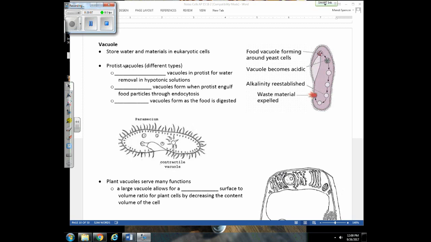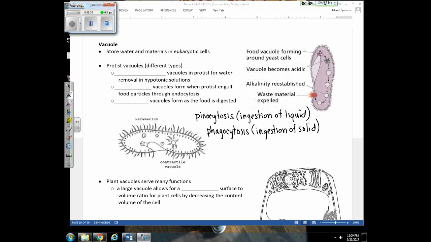Now, a couple more terms just to throw around in case you experience them. If you see pinocytosis, that simply means the ingestion or the taking in of liquid. So there's particles dissolved in a liquid. If you see phagocytosis, then that means that we're forming a vacuole and it's ingestion of something that's solid. So when a white blood cell ingests a bacteria cell, then that would be an example of phagocytosis.